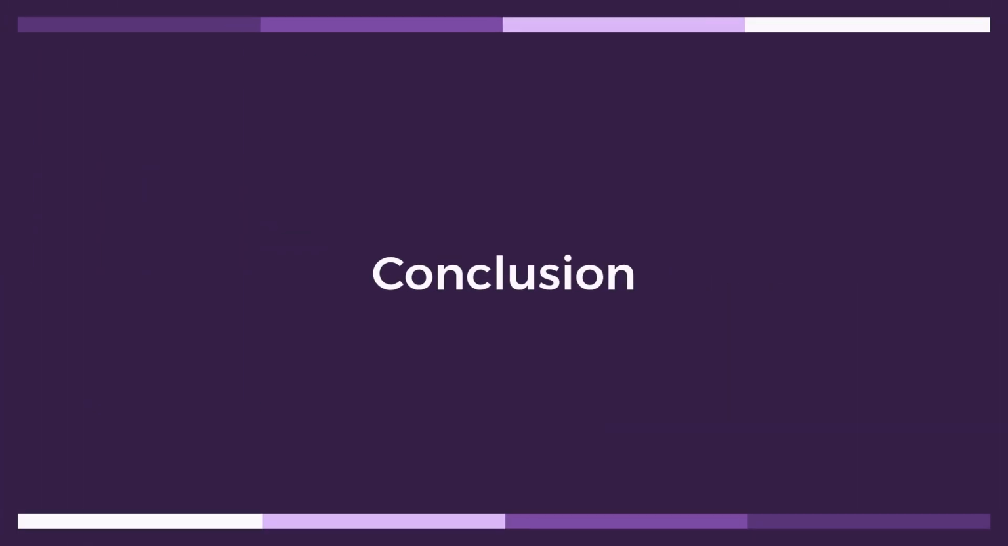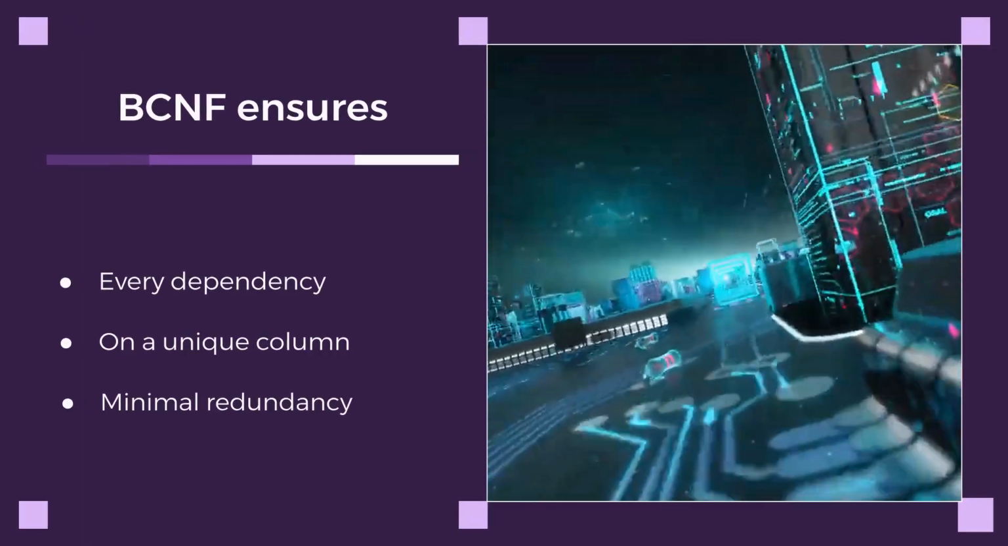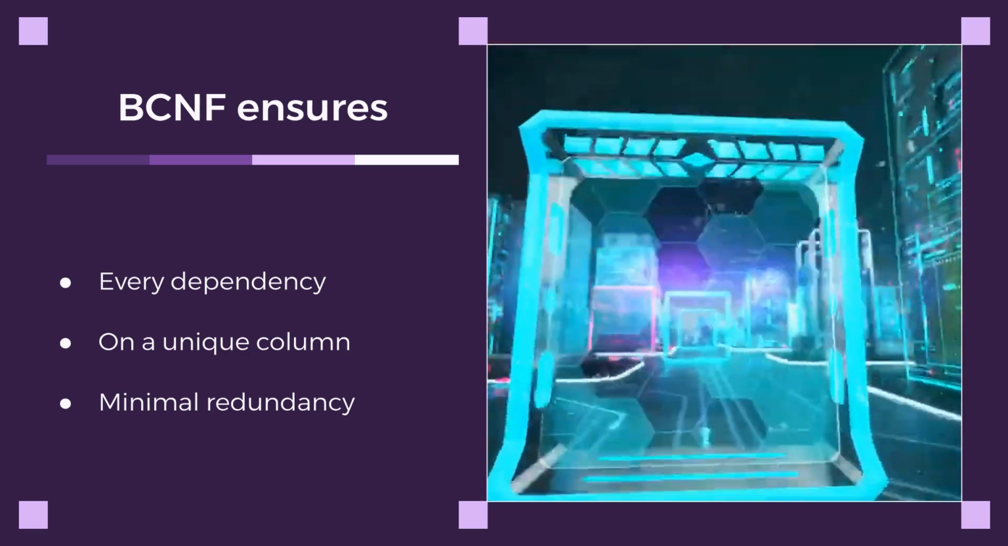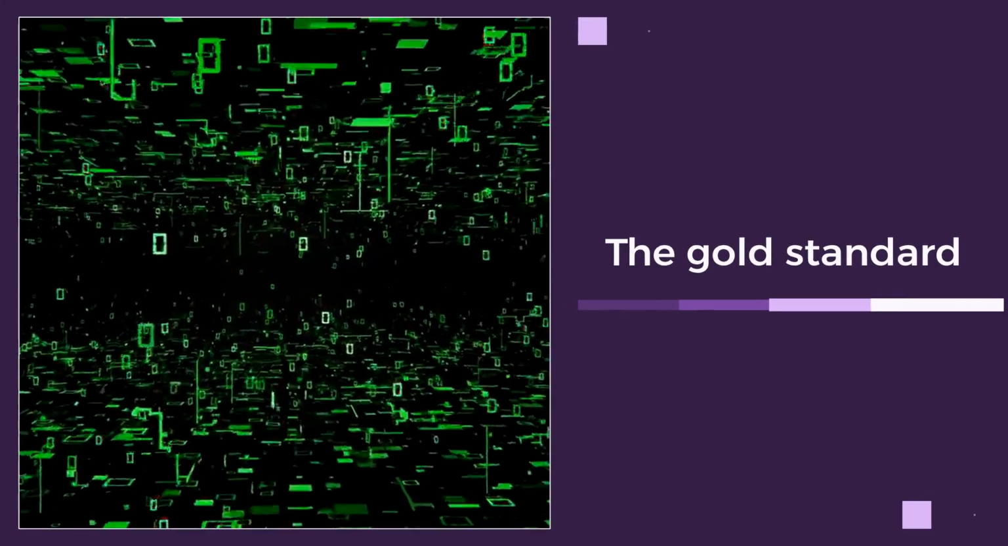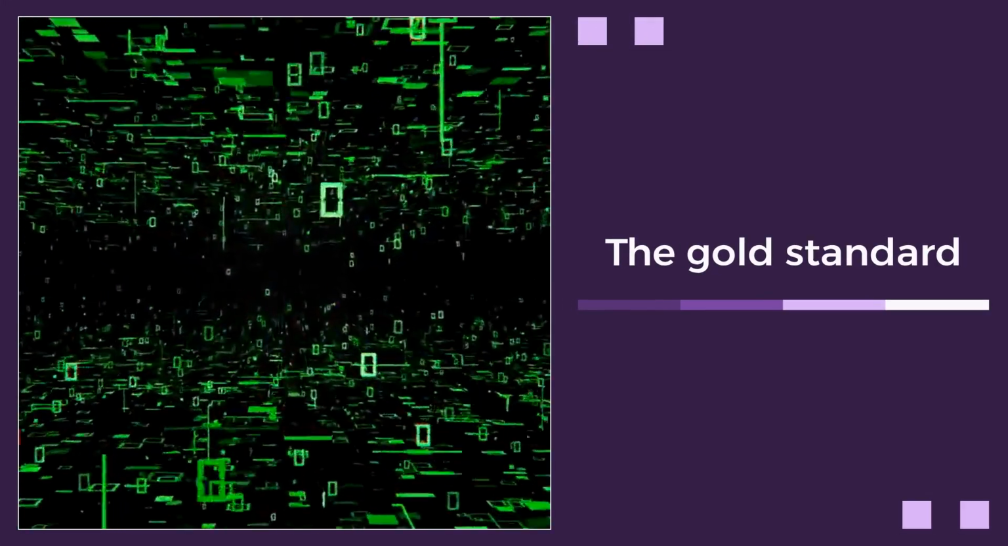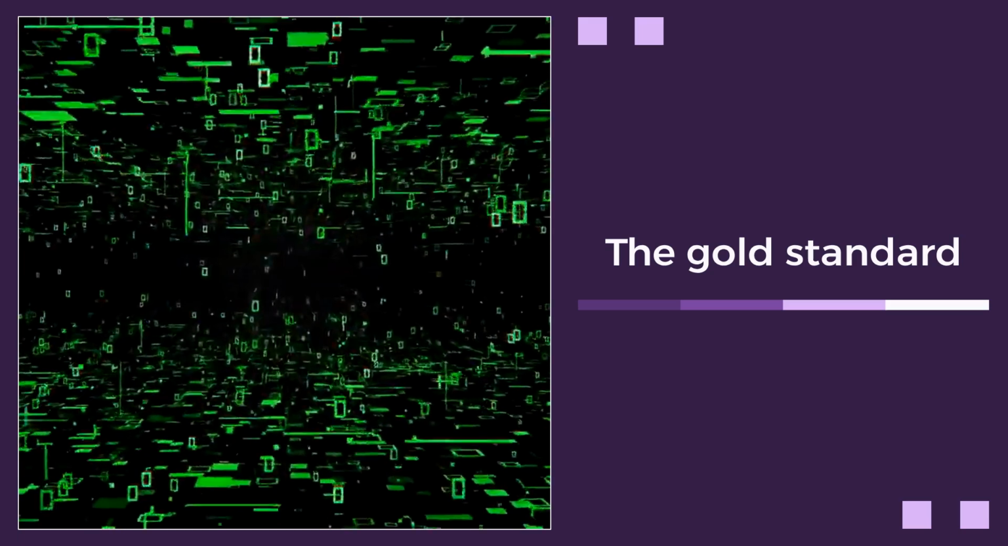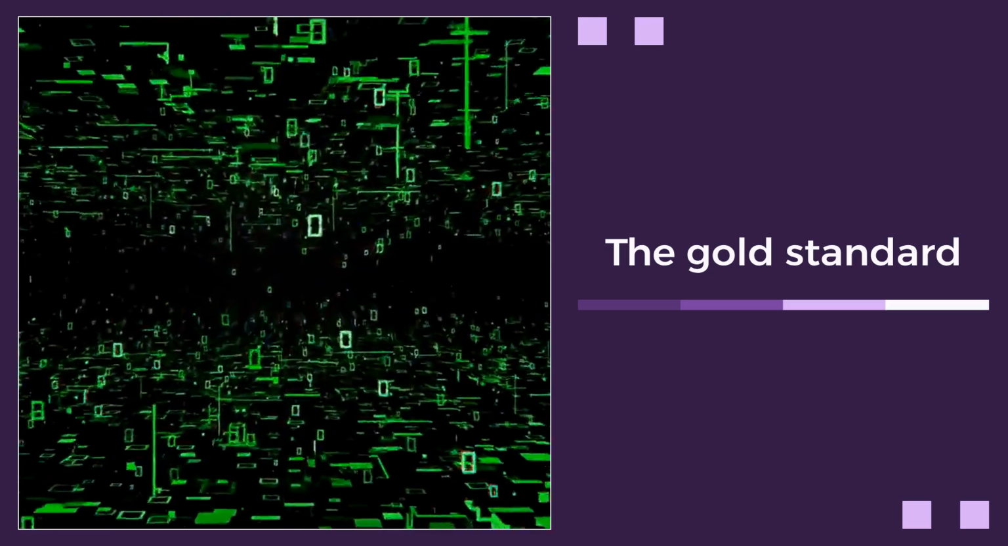Let's quickly recap the main takeaway on Boyce normal form. BCNF ensures that every dependency within your table structure is on a unique column, which is essential for data integrity. Boyce normal form stands as the highest practical standard of database design, achieving redundancy elimination and superior data consistency.